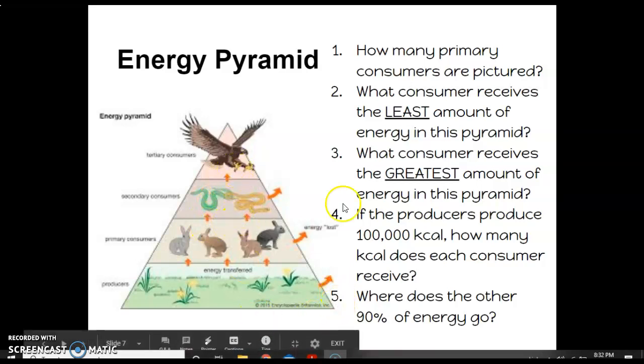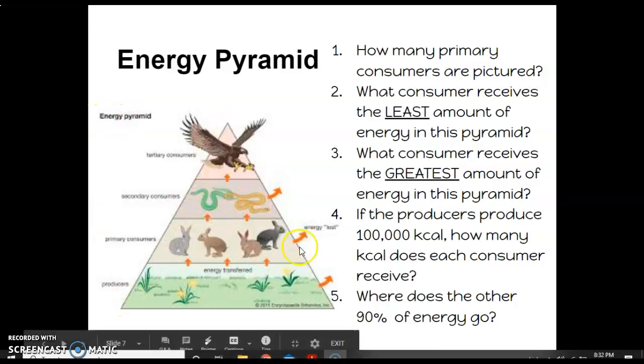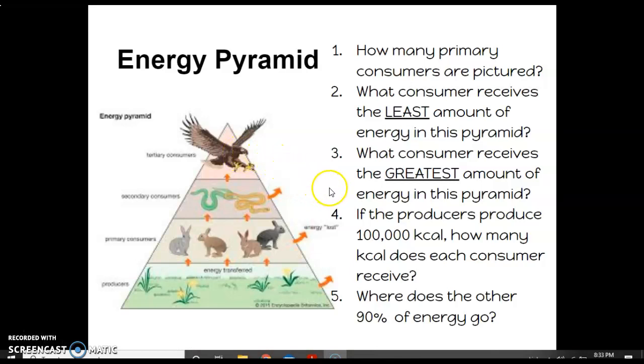The reason why the pyramid is not box-shaped and is actually pyramid-shaped is because there's less and less energy available. Notice there's only one organism at the top compared to all of these organisms down here. They usually indicate it with a lot fewer organisms as they move up because there's not enough energy to support the rest of those organisms.